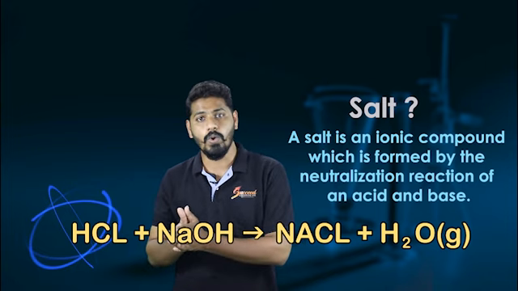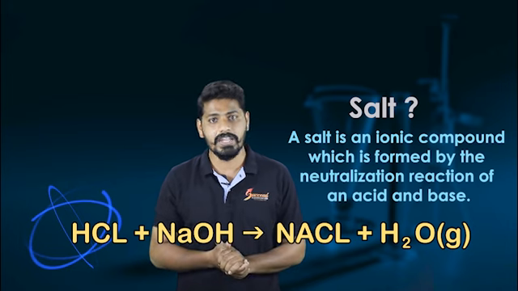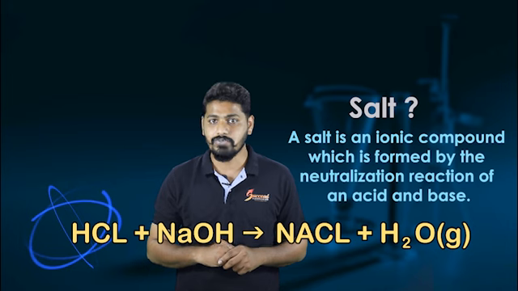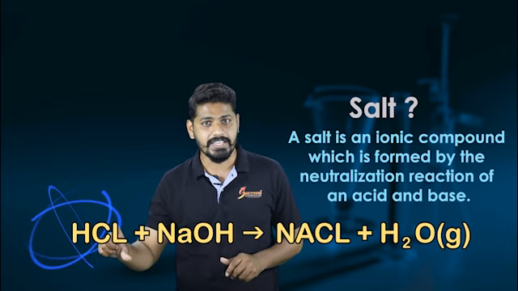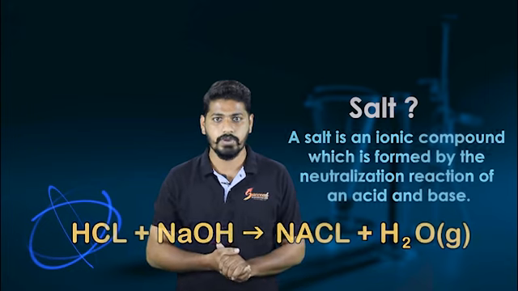HCl will split into H+ and Cl- ions, and NaOH will split into Na+ and OH- ions. Cl- will combine with Na+ so that it forms NaCl, and H+ will combine with OH- and it forms H2O, right?